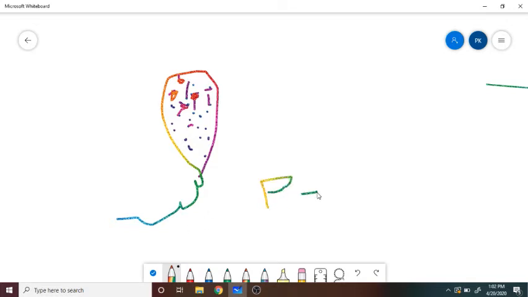So P equals F over A. So pressure is any amount of force exerted onto any given area. So P equals F exerted over area. So basically, for the balloon example, you take something sharp.